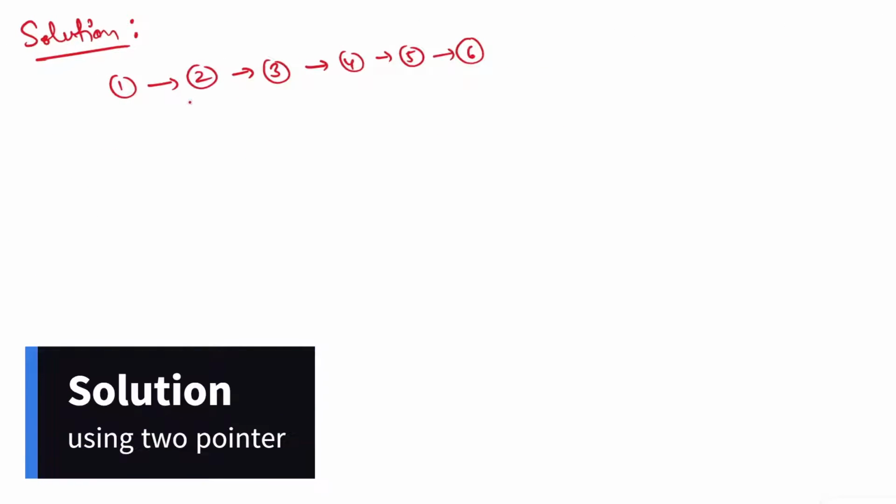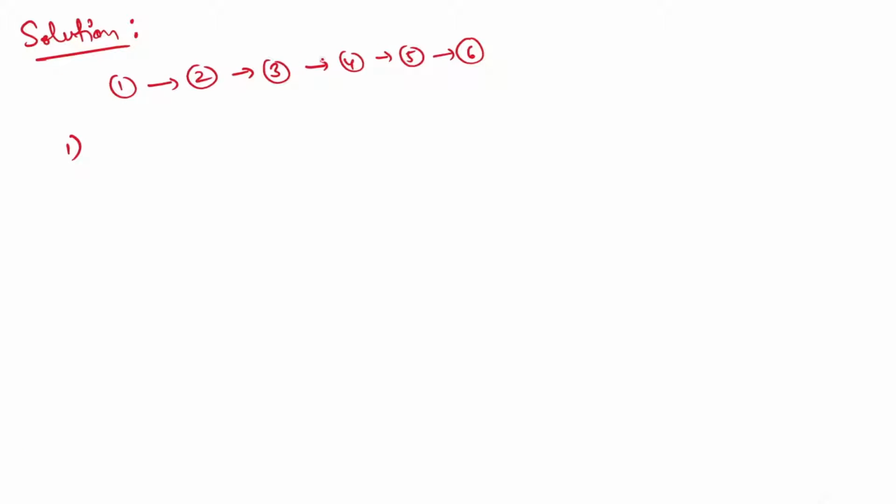We will do this in two steps. In the first step we will make the odd and even index nodes into separate lists, that is 1, 3, 5 and 2, 4, 6. And after making these two individual lists, we will just connect them. So let's see how we are going to solve this.